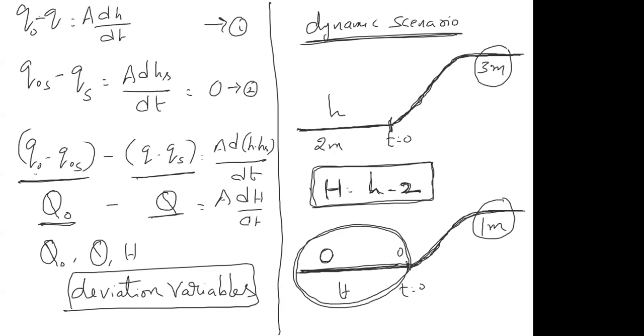So in control, whatever you talk about is deviation variables. In PDC, whatever you talk about is deviation variables. Just understand this concept. I'll give 1 minute.